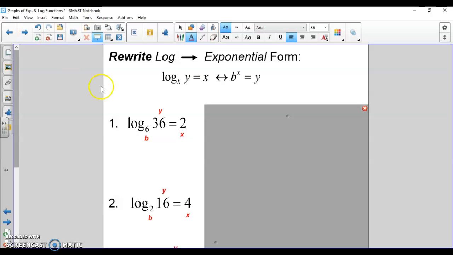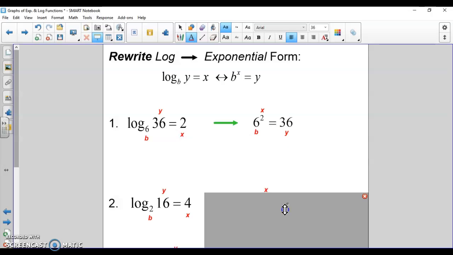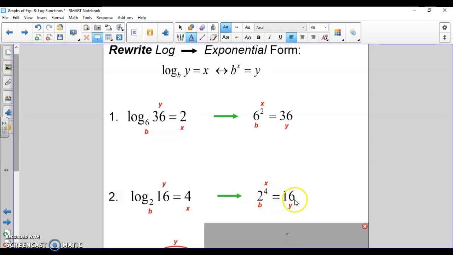Go in the opposite direction. This is more important for what we're looking at right now, because this is going to help us solve the x-intercept. So if we have log base 6 of 36 equals 2, we're going to rewrite it in exponential form. Again, just rewriting. This is a statement that should make sense to us: 6 squared equals 36. We know that. I don't want to see us writing 36 to the 6 equals 2. 36 to the 6 does not equal 2. Same thing here: 2 to the 4th equals 16. Those two shouldn't be a big deal.